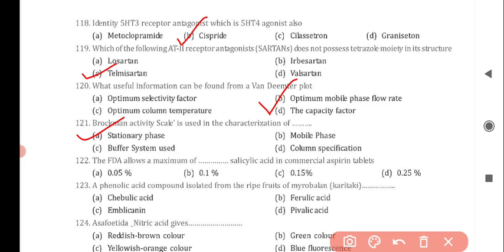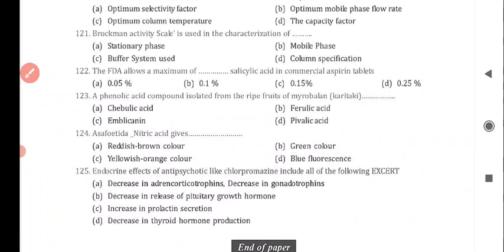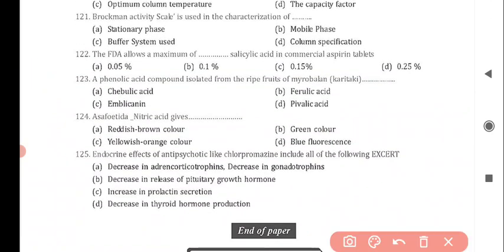Next question is, the FDA allows a maximum of how much salicylic acid in commercial aspirin tablets? And the correct answer is option C, 0.15%. Next question is, a phenolic acid compound isolated from the ripe fruits of Terminalia chebula, and the correct answer for this is option A, chebulic acid. Next question is, asafoetida with nitric acid gives, and the correct answer is option B, that is green color.